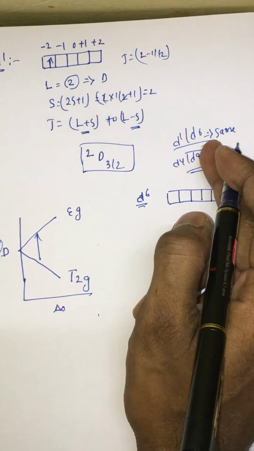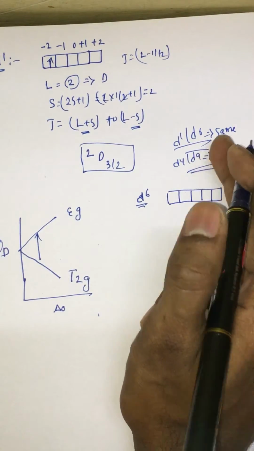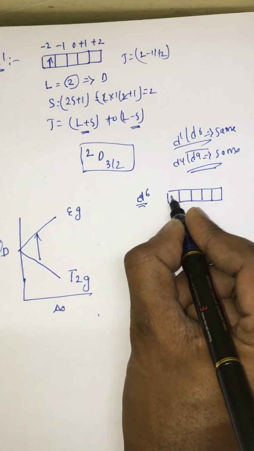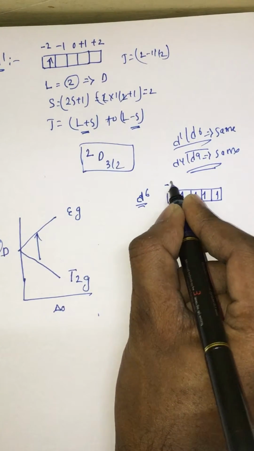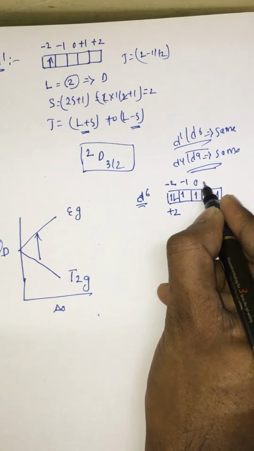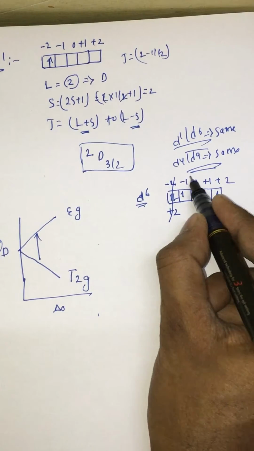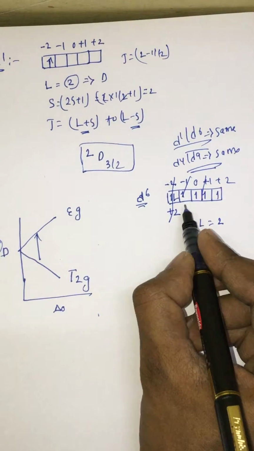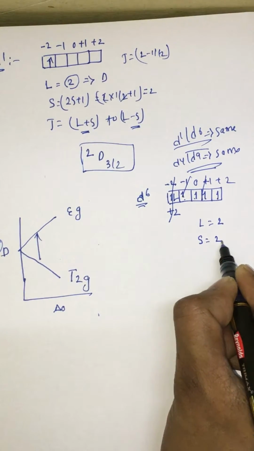Because d1 and d6 both show electron promotion, and d4 and d9 show hole inversion, their Orgel diagram is the same, but the spin will change. For d6: 1 2 3 4 5 6, minus 2 plus 2 minus 1 0 plus 1 plus 2. This gets cancelled, this gets cancelled. So the L value is 2 here, and the S value will be 1 2 3 4, and 4 means 4 halves, which is 2.